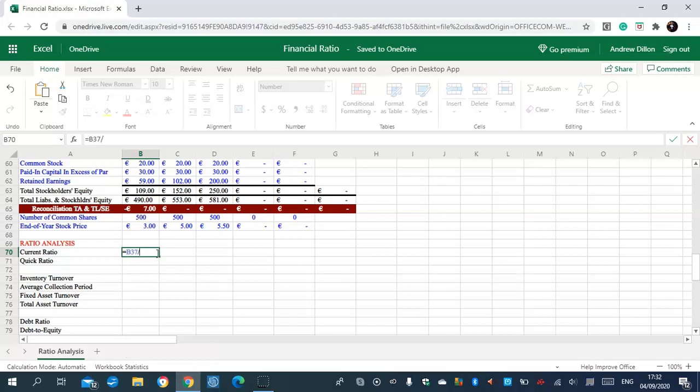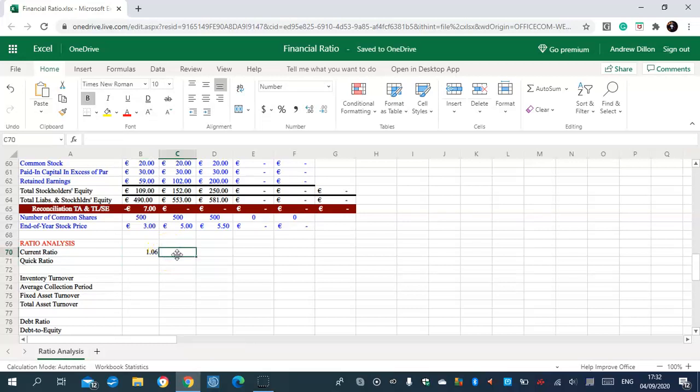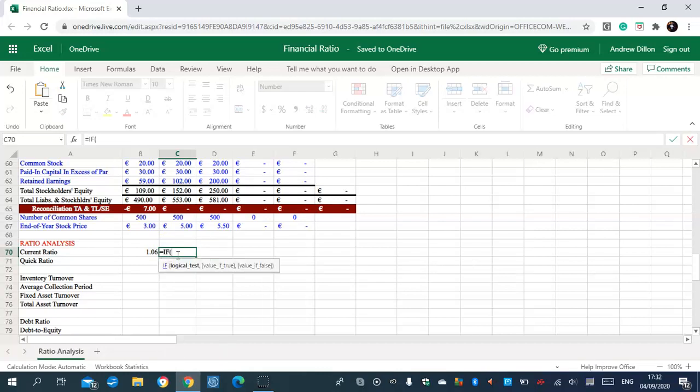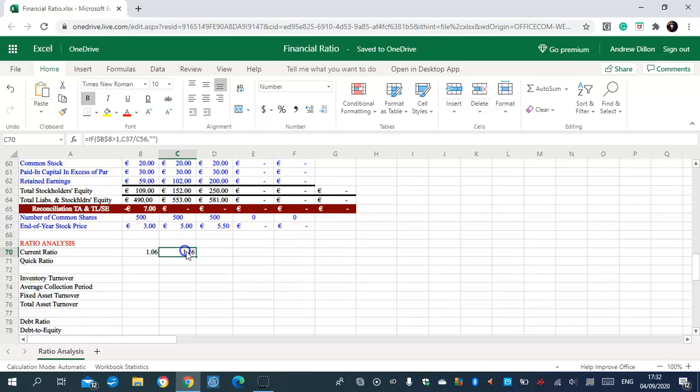Divide B27 by B56. Now this will be an if statement again. That's very good.